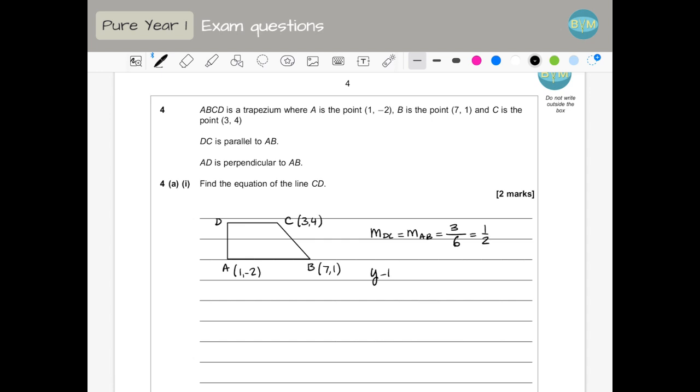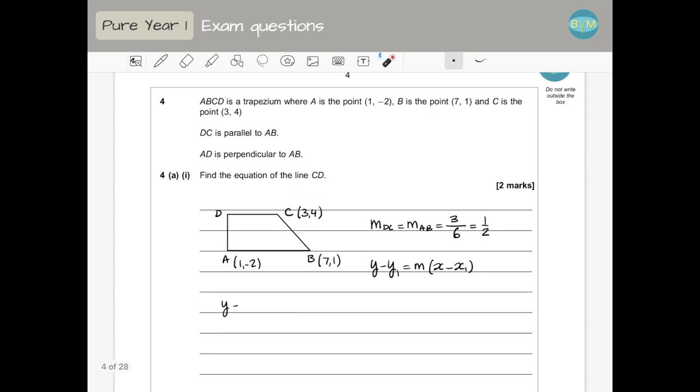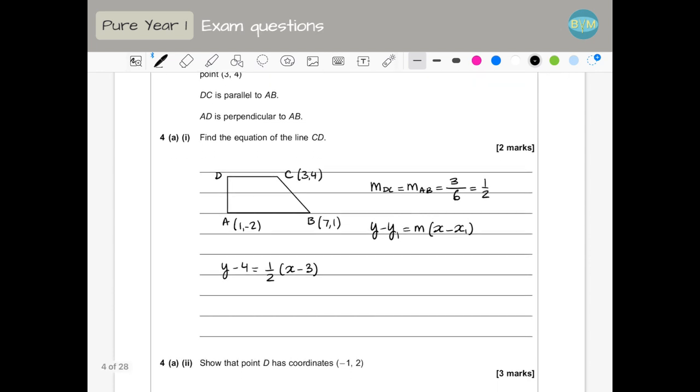If we use y minus the y of the point is gradient brackets x minus the x of the point, then y minus 4 is gradient 1/2 times x minus the x of the point, which is 3. We can leave it like this, or we can multiply by 2 and reorganize a bit. So 2y minus 8 is x minus 3. Therefore, 2y is going to be x plus 5. And this is the equation of line DC.